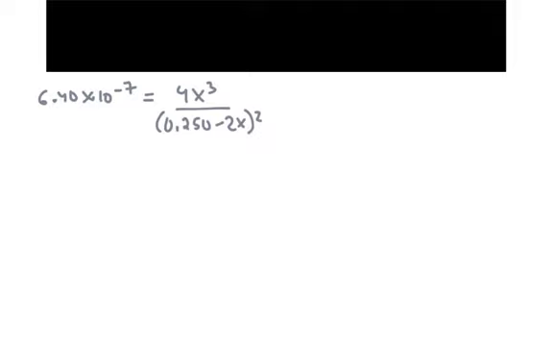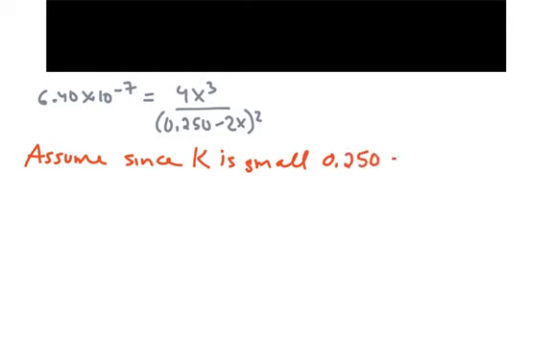So this is where a type 4 is going to come in handy. So there's some steps to the type 4, and I'm going to put those in orange for us. So the first step is to make an assumption. And the assumption is always about the denominator. So we're going to assume, since K is small, that 0.250 minus 2x is going to be approximately equal to 0.250. We're basically saying with this statement that we think x is so small, it's not going to make a difference.